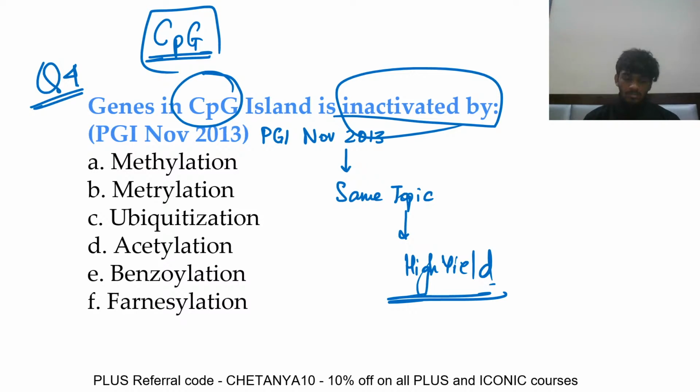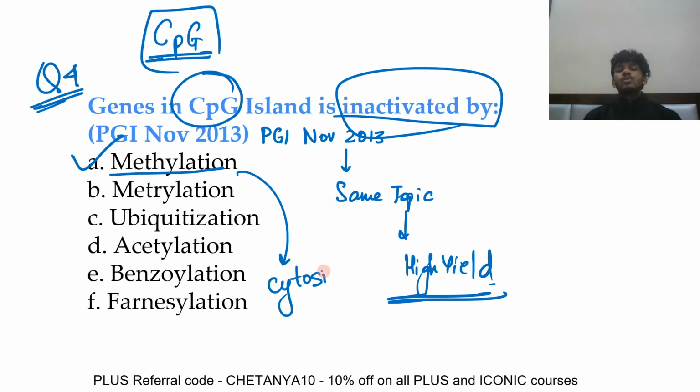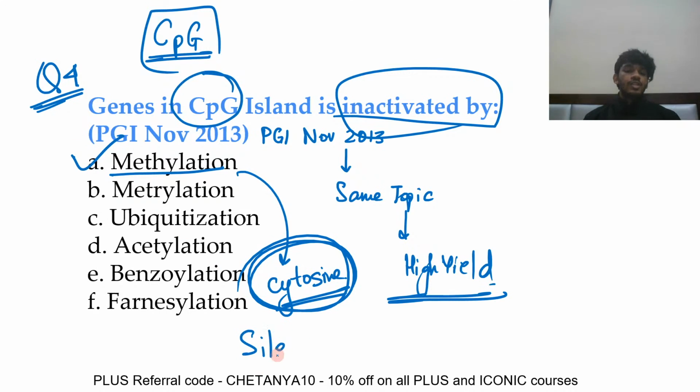Question number 4, what is your answer, guys? Okay. Chubb's Tassin is saying A, and that's absolutely correct because methylation of cytosine residues here will lead to inactivation of gene expression, silencing of gene expression. Very correct, very correct.